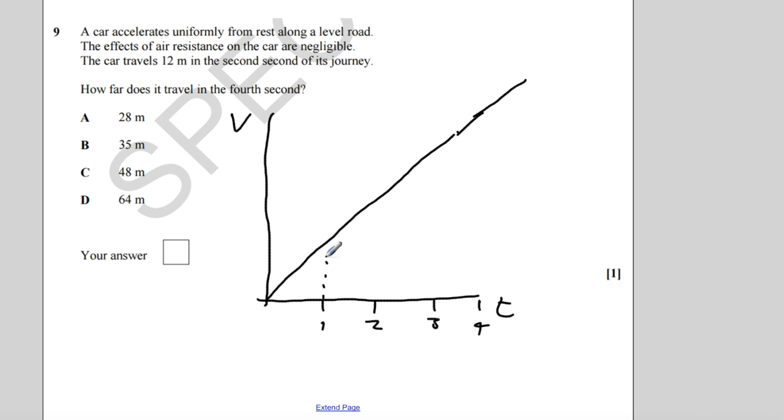And we're told that in the second, so this portion here, it travels 12 meters, because remember the area under the graph of a velocity time graph tells us the distance traveled. So in the second it goes 12 meters. We can also look at the symmetry of this graph as well to help us solve this. So we break this up into extra sections.